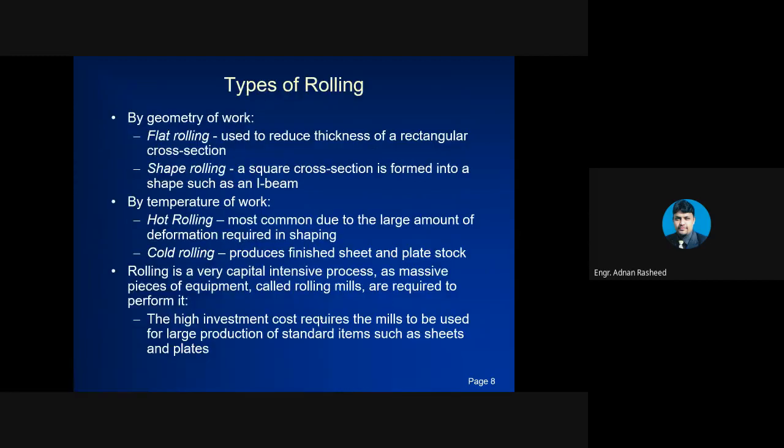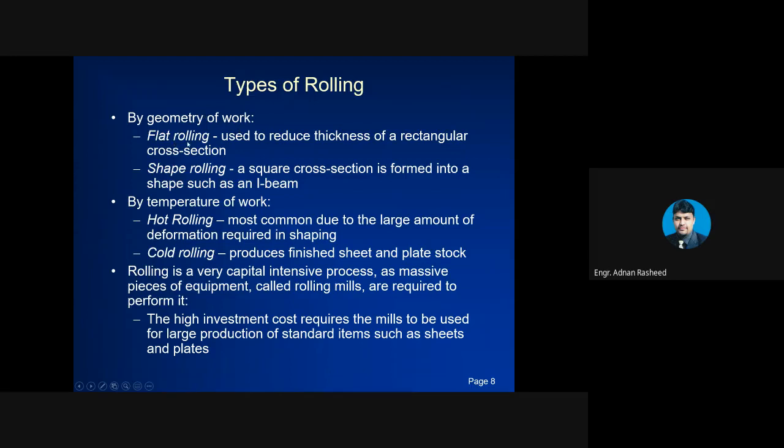This is a flat rolling. That was the type of rolling. Now, we can classify the type of rolling on the basis of the geometry of the work. We can also divide it by the temperature of the work. So let's see how we can define the type of rolling by geometry of work.